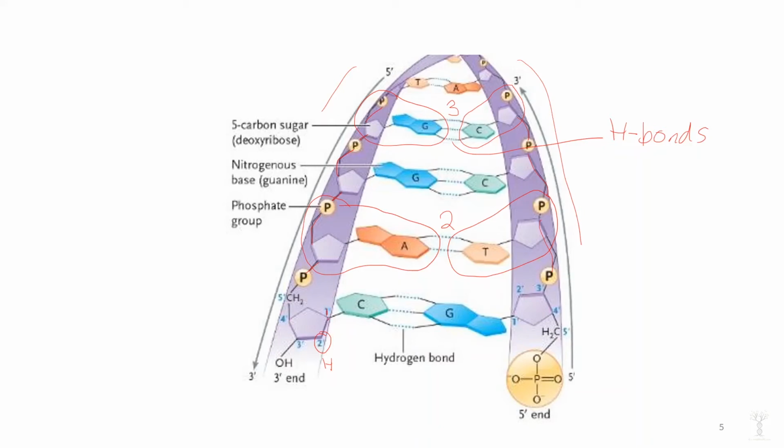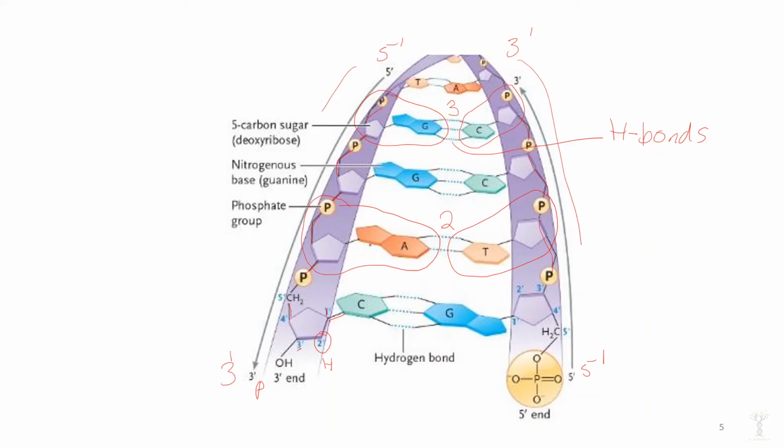The number one carbon of the sugar is what binds to the base, and the number five carbon binds to a phosphate, and the number three carbon will bind to the next phosphate. So DNA has a direction. We have a three prime end and a five prime end. The opposite strand moves in the opposite direction.